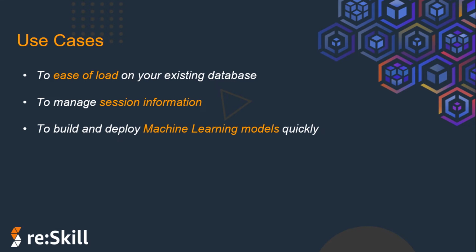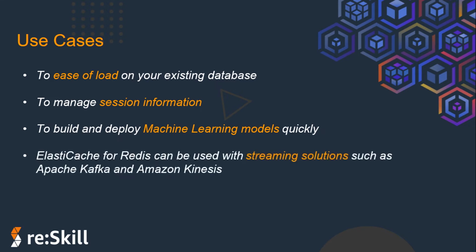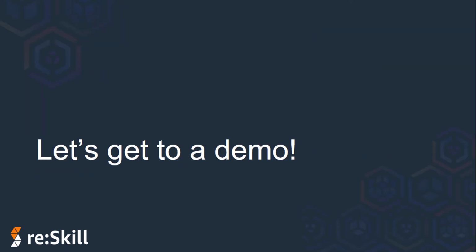Apart from this, in streaming solutions, we can use Elastic Cache for Redis with streaming solutions such as Apache Kafka and Amazon Kinesis as a store to ingest, process, and analyze real-time data. And Elastic Cache can be used for real-time analytic use cases such as social media, ad targeting, personalization, IoT, and time series data analytics.